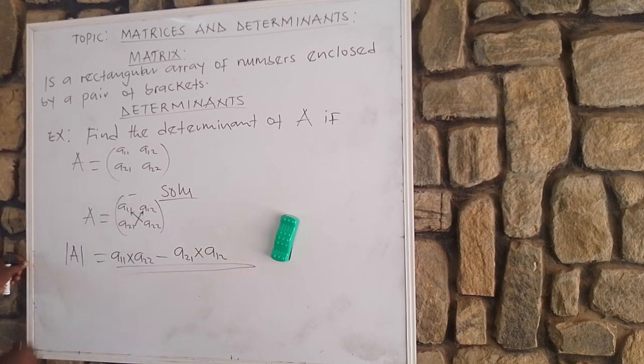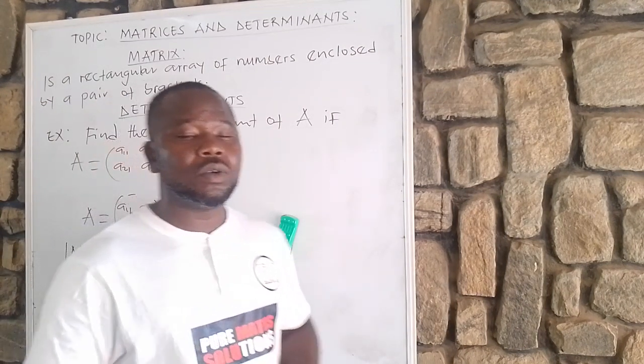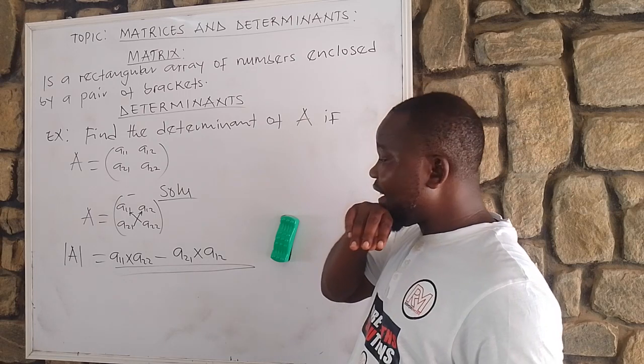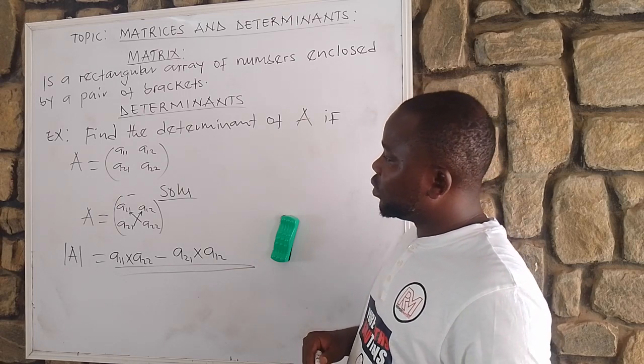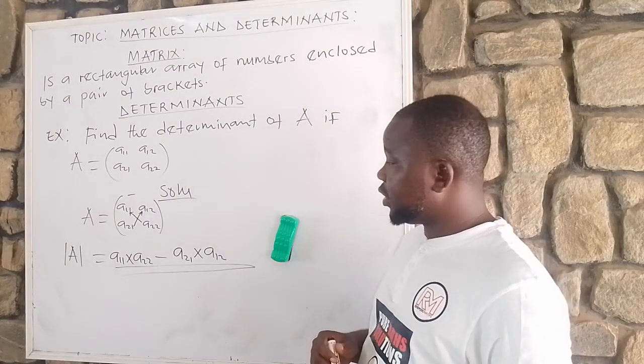This is the answer. This is the determinant of A. This is how to obtain the determinant of a 2 by 2 matrix. Is that clear? Do you have any question?